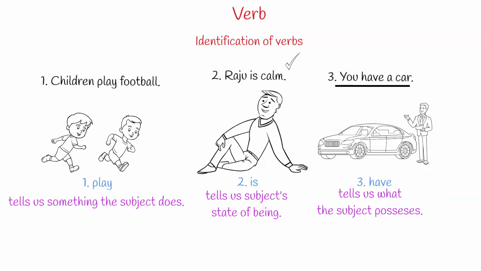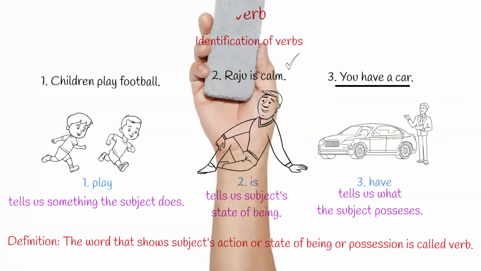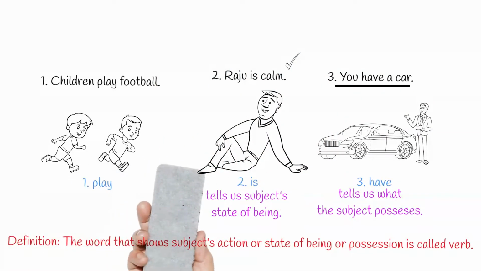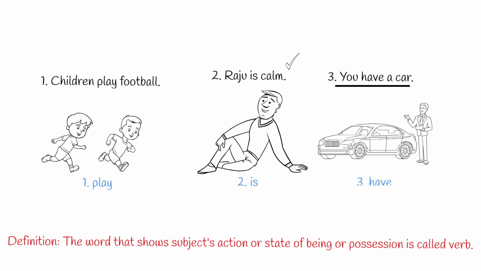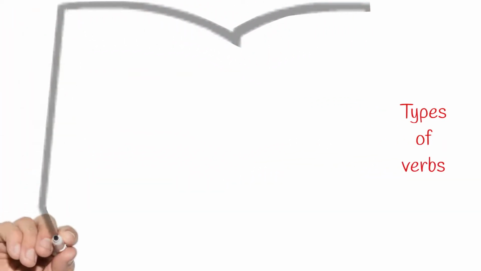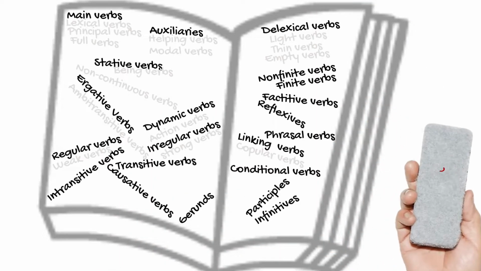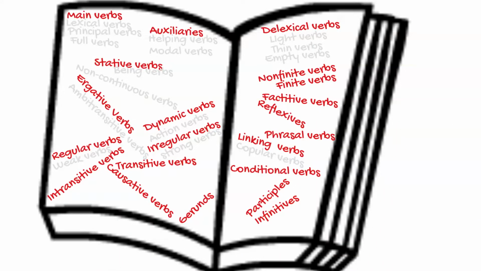Now, we can define verb. The word that shows the subject's action or state of being or possession is called a verb. Experts have described verbs in different categories based on semantic, structural, and morphological traits. Again, there are multiple considerations concerning verbs such as action, function, and conjugation that cause the discrete categorization of verbs. What you see now on the screen is a variety of names of verbs we generally come across.